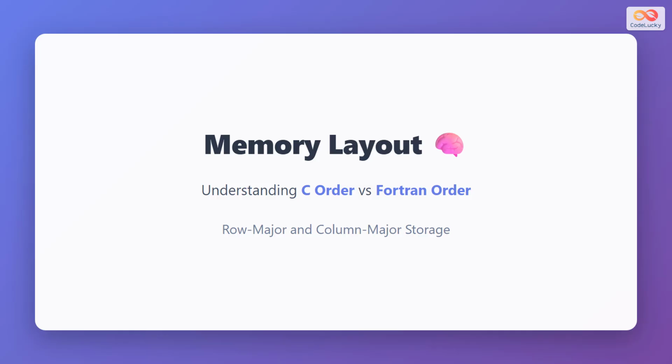Today we'll explore two fundamental concepts, C order and Fortran order. These represent row major and column major memory storage patterns. Understanding how arrays are stored in memory is crucial for writing efficient NumPy code and can dramatically impact your program's performance.